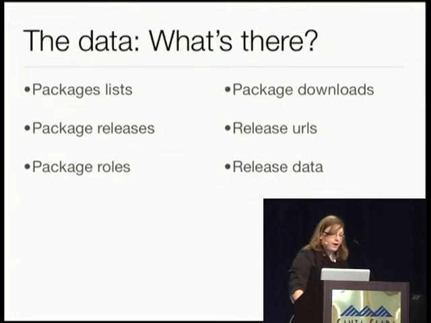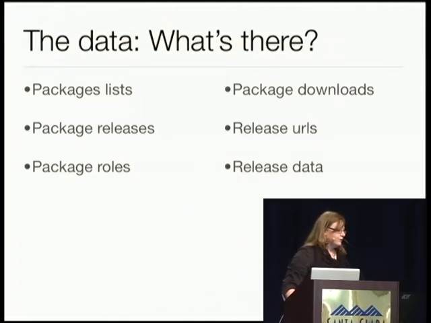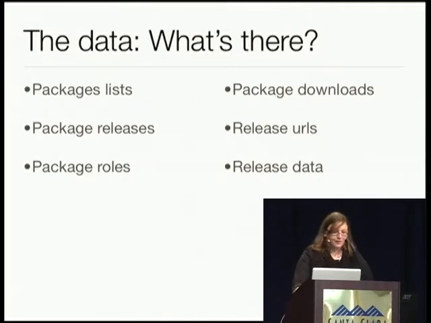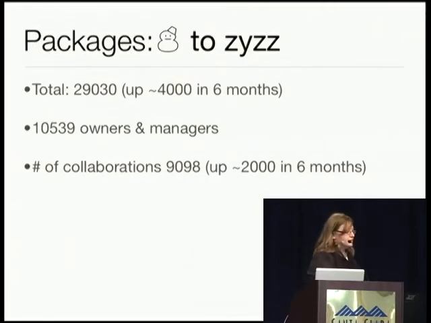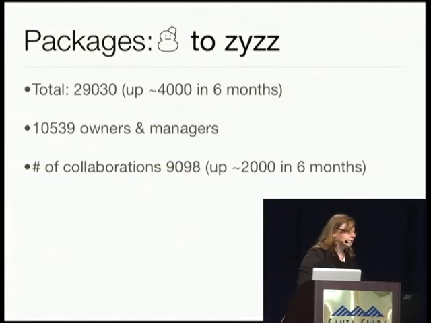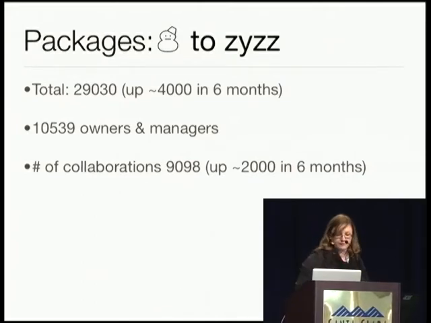And you can grab package lists, releases, package roles, package downloads, whatever you want. To my knowledge, I have not seen a limit to their API, but I wasn't really trying to find the limit. There are 29,000 packages, so it's not like a huge amount of data. But some interesting things to point out are it's up about 4,000 in the last 6 months, because I had grabbed a data set when I first started this 6 months ago.